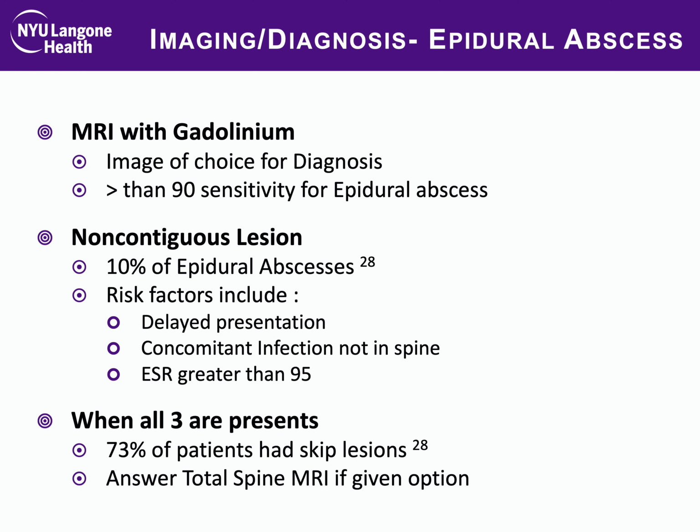MRI is the image of choice. MRI with contrast is greater than 90% sensitive for diagnosing epidural abscesses. If given the option, choose total spine MRI due to non-contiguous lesions that occur in 10% of epidural abscesses. Risk factors for these non-contiguous lesions include delayed presentation, concomitant infection not in the spine, or ESR greater than 95. When all 3 are present, 75% of patients had skip lesions.